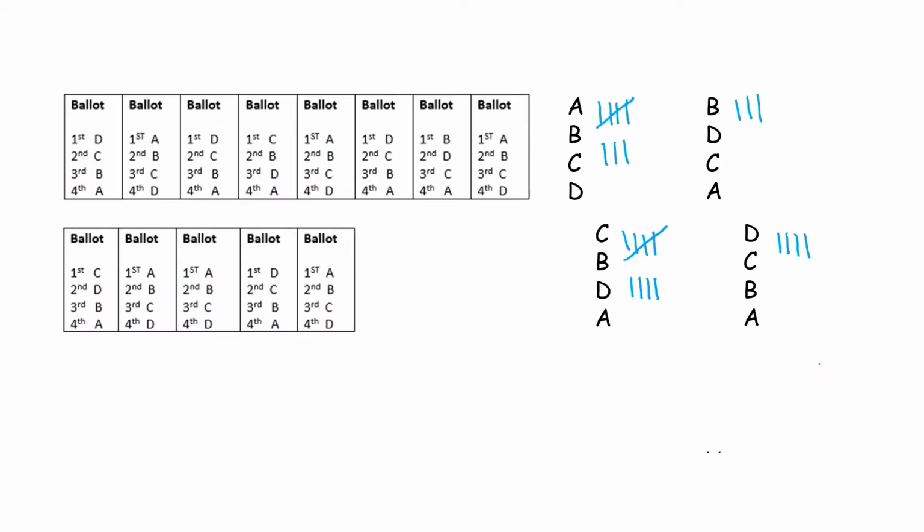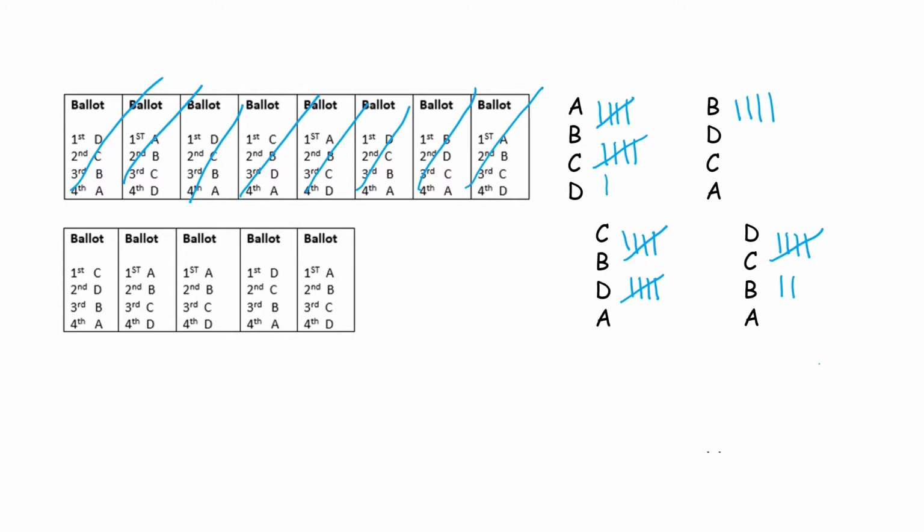Let's continue to tally up the ballots. We're at the last 2 rows. I see a DCBA, ABCD, DCBA again, CBDA, ABCD. The next one is DCBA, then BDCA. We have another ABCD.